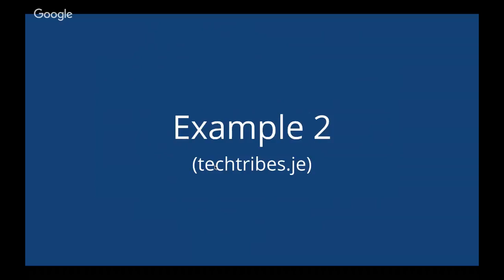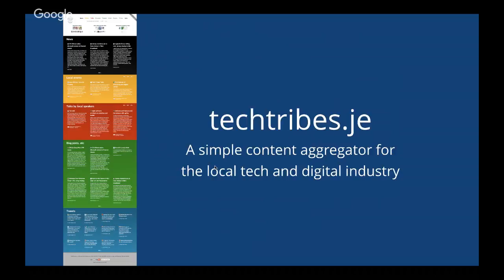So that's a nice simple example. I want to show you a couple more examples to illustrate a couple of other different aspects. So I live in Jersey in the Channel Islands, and when I moved back to Jersey in 2008, I wanted to find other tech people and basically keep a list of them. So I built this thing here called techtribes.je. This is no longer available. It kind of served its purpose. But at the time, it was a simple content aggregator for the local tech industry. It listed local people, businesses, blog posts, news, events, and so on.